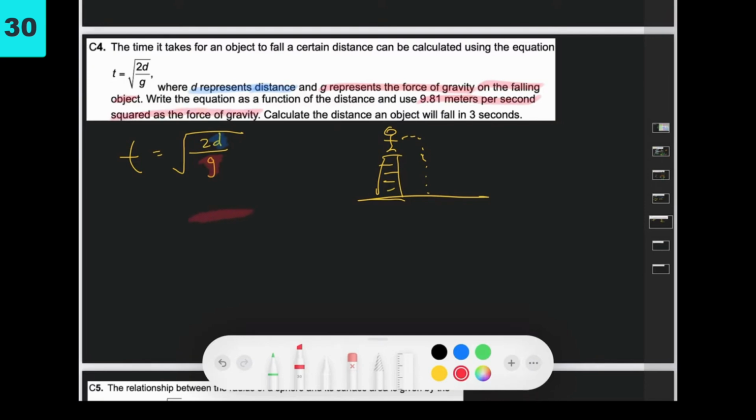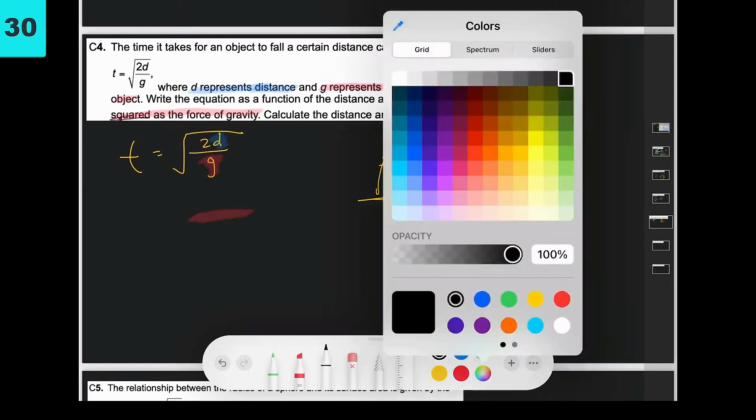Okay, so again, don't worry about when it says meters per second squared. You don't need that. That's just like the units. So I'm just crossing it off because a lot of students will get confused with it.